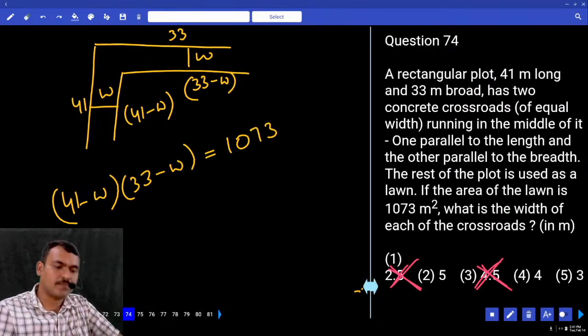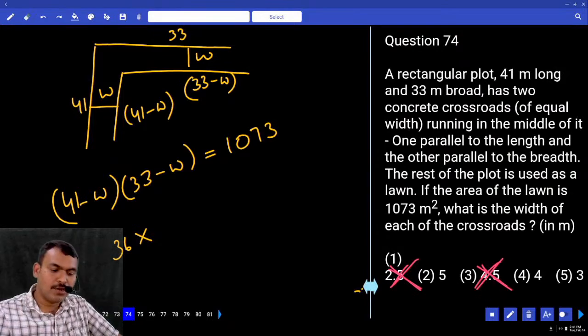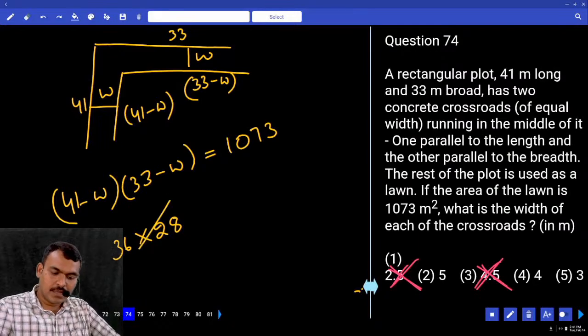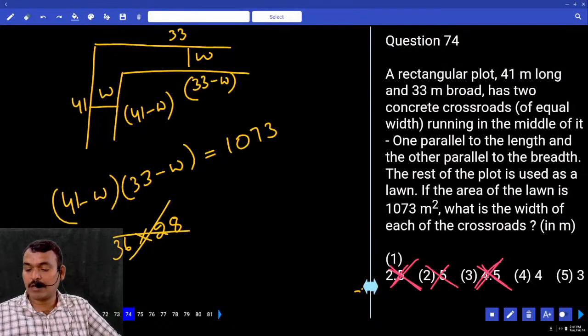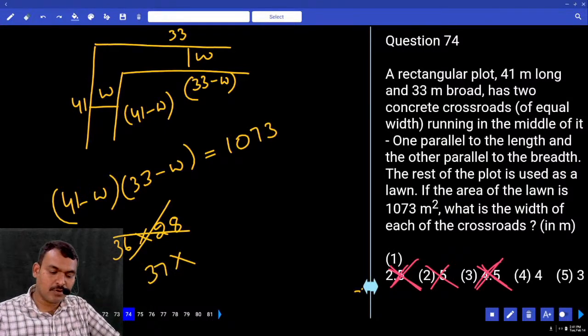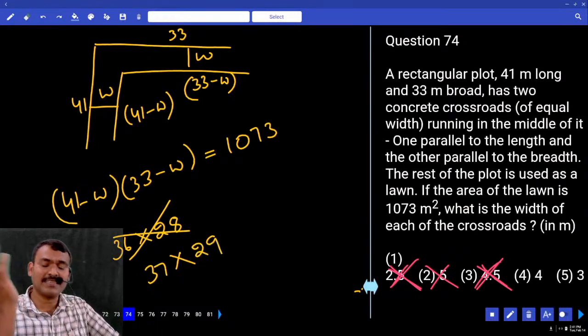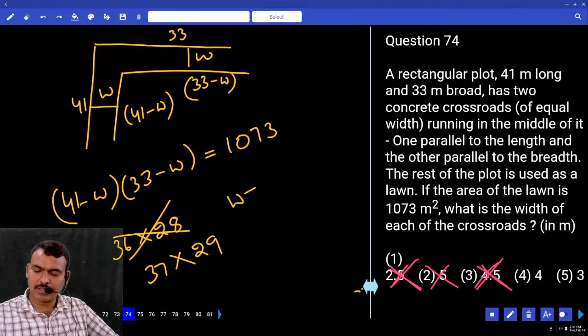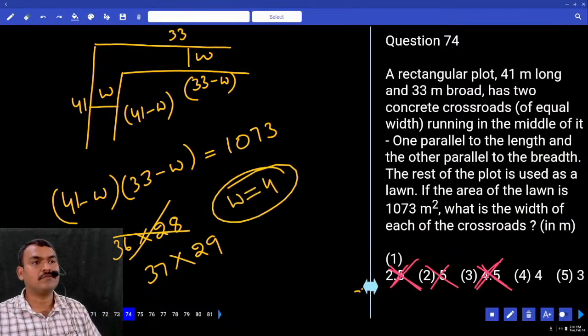41 minus 5, 36, into 33 minus 5, 28 or not? 36 into 28, does it end with 3? No. Next, what is the third option? Sorry, fourth option, 4. 41 minus 4, 37. 33 minus 4, 29. 37 into 29, does it end with 3 or not? Then the width of the crossroads is how much? 4 or not?